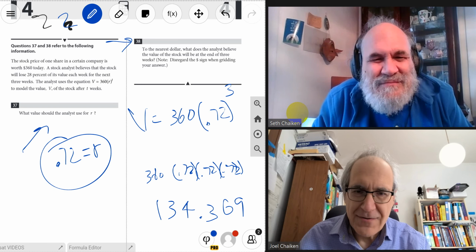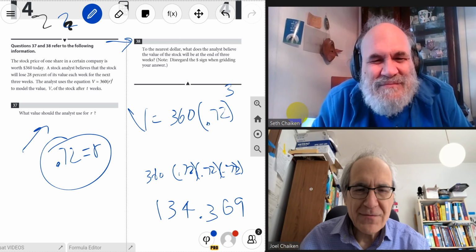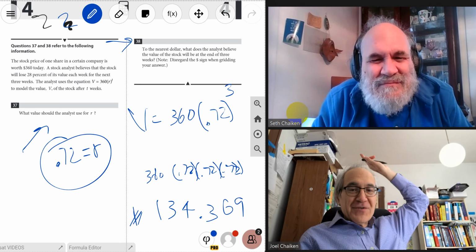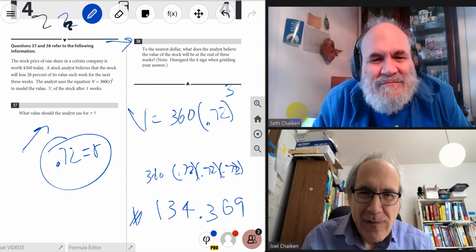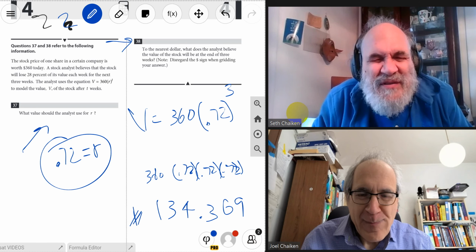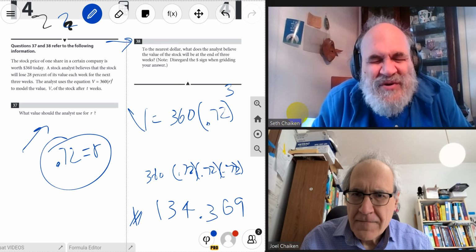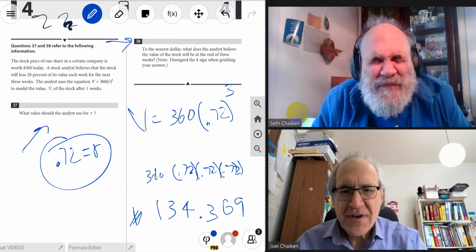You would think it would be lower, wouldn't you? But anyway, Seth, why don't you finish it off and do the rounding? Okay. So the fractional part is strictly less than a half. So rounding it to the nearest dollar means rounding it down. So it'll be $134.